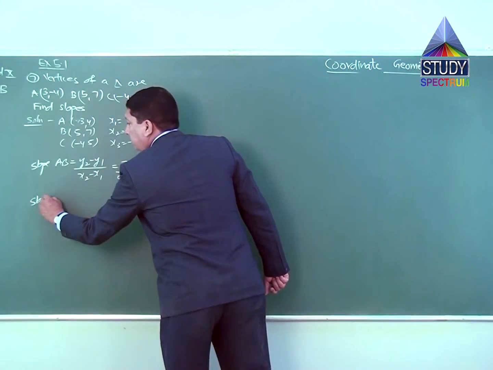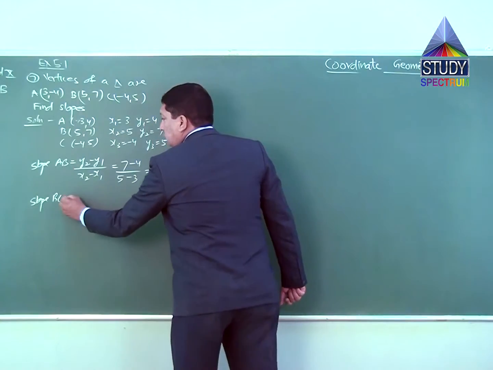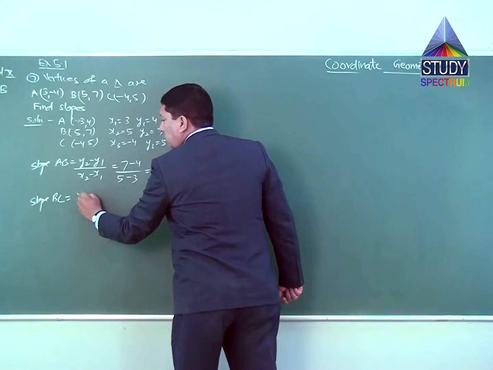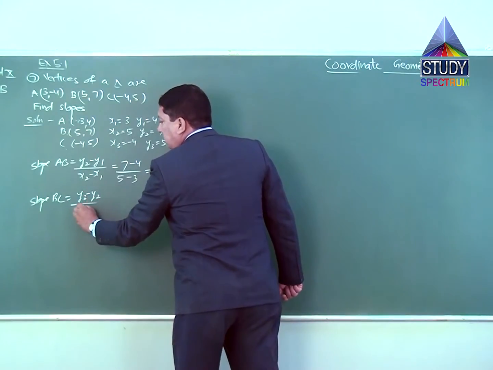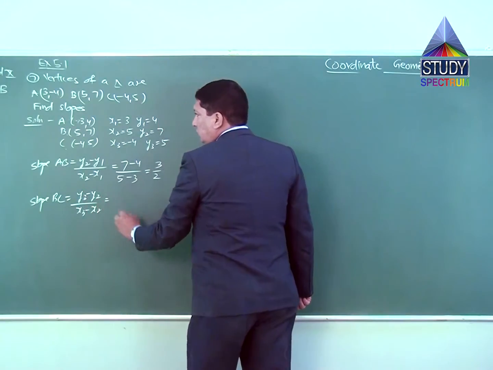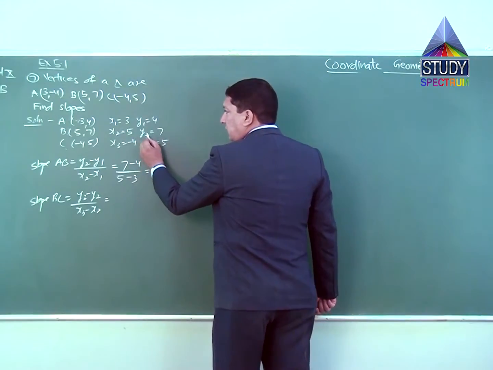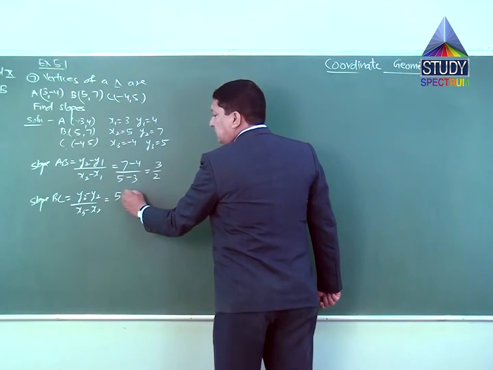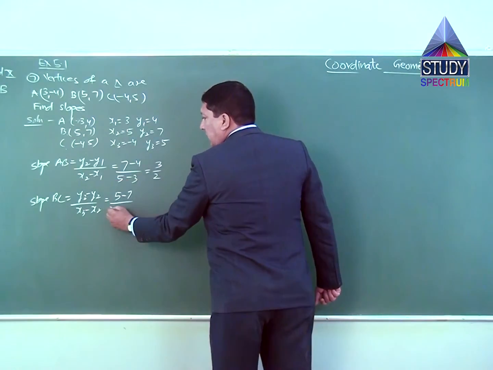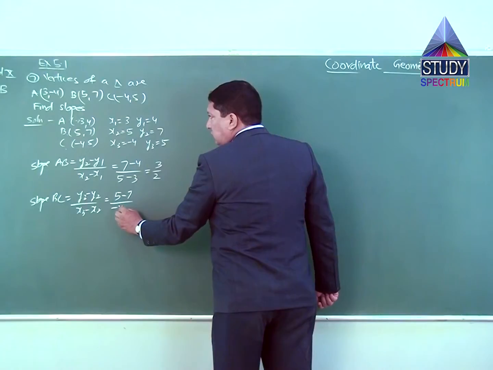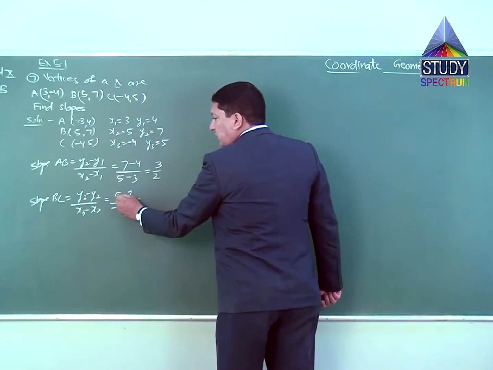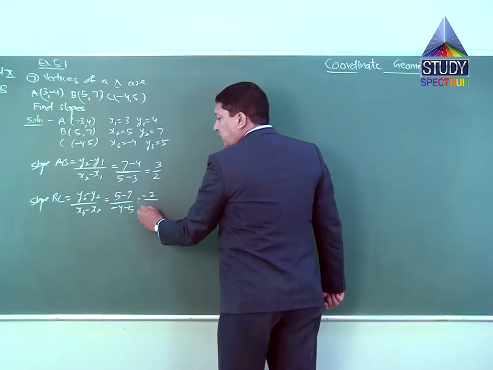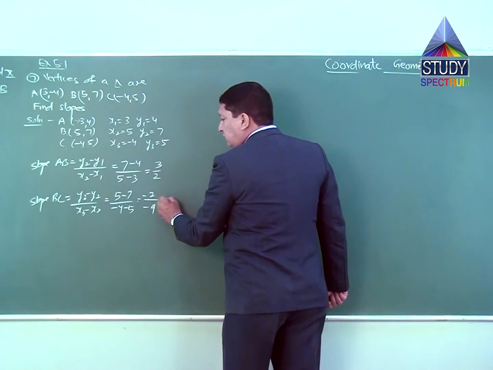Slope BC. Slope of BC will be y3 minus y2 upon x3 minus x2. Right? y3 is 5, y2 is 7, so 5 minus 7 is minus 2. x3 is minus 4, x2 is 5, minus 4 minus 5 is minus 9. So this gives you 2 upon 9.